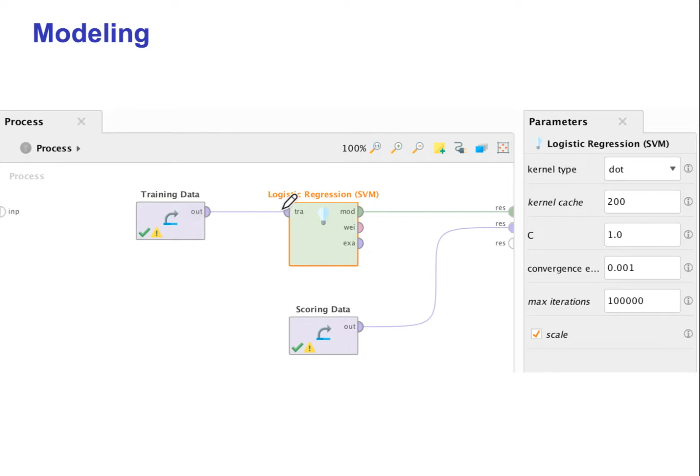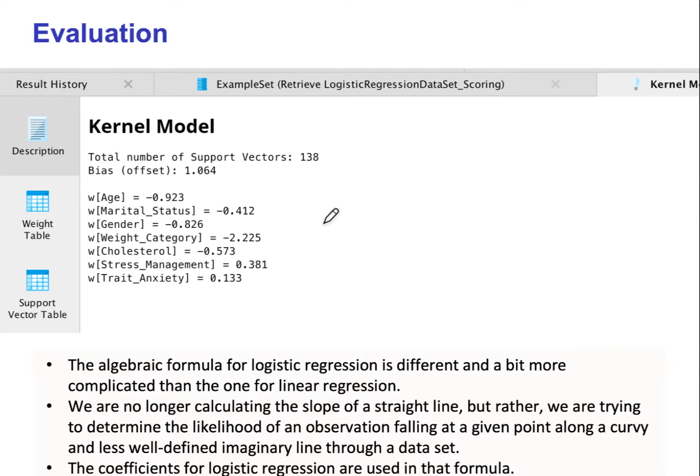Okay, so now we have our data. Then I brought the logistic regression because here our case is yes and no, so it is a binary model. After we brought it and we run it, the model will give us a logistic regression model, giving us the weight of every category.